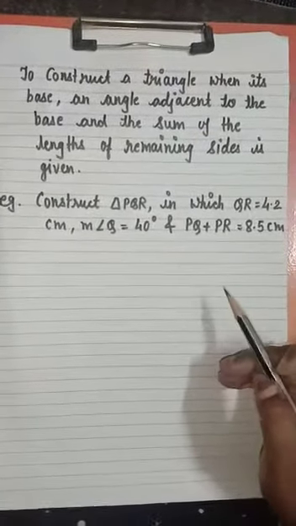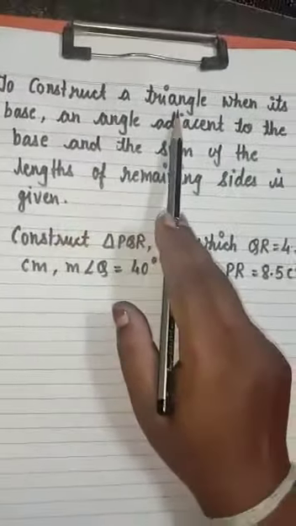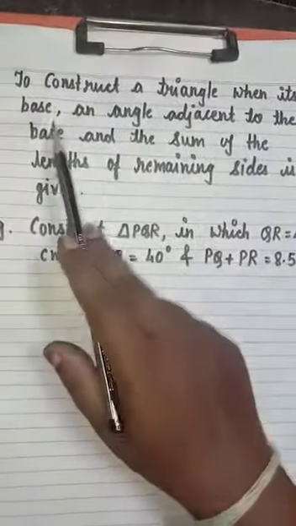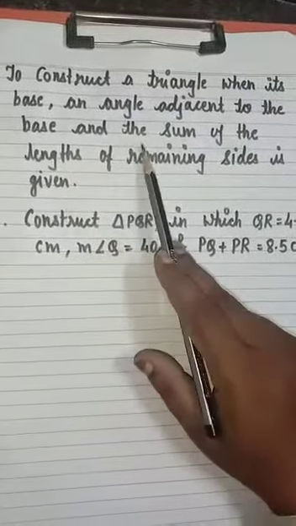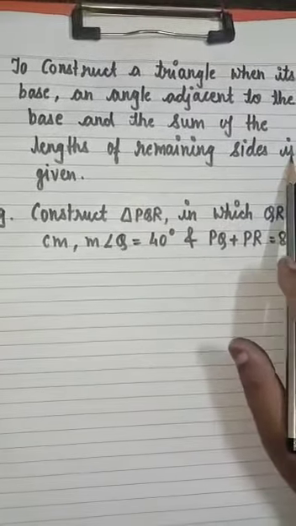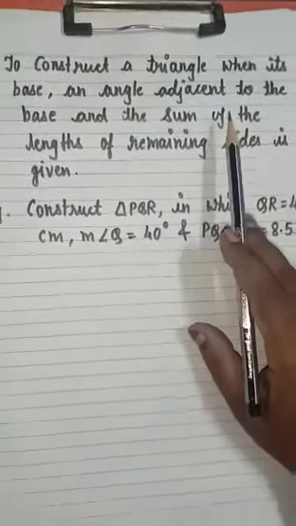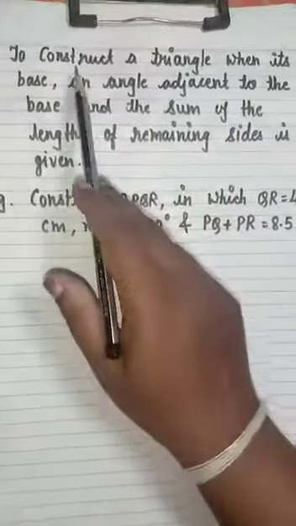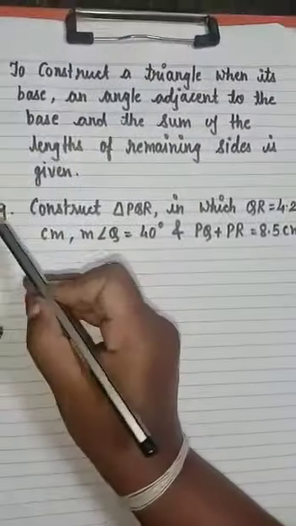Hello everyone. So today we are going to learn to construct a triangle when its base, an angle adjacent to the base and the sum of the length of remaining sides is given. Means sum of two sides, base and one adjacent angle are given, then how to construct the triangle. This we are going to learn with the help of one example.